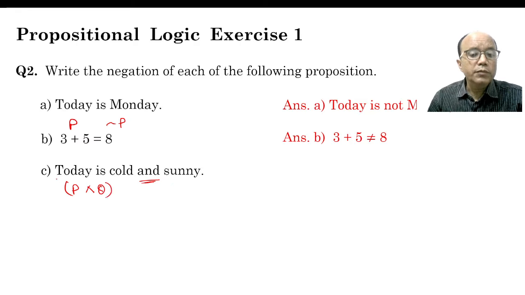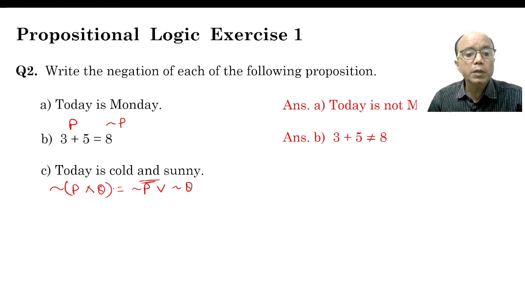Look at this. First, try to write the proposition in symbolic form. This is P and Q. Now we have to find the negation of P and Q. So this is negation P. The sign will be changed. This is and, we will write or. This is negation Q. So negation of P and Q is equivalent to negation P or negation Q.